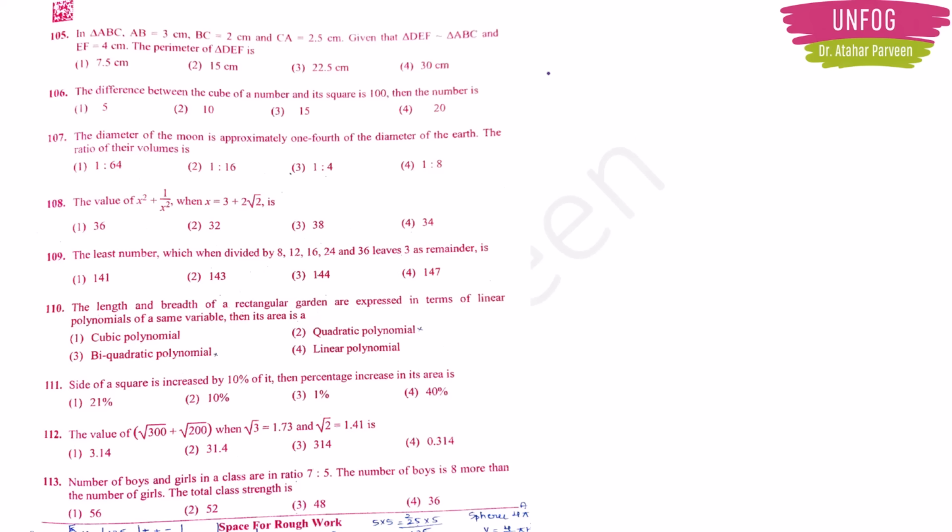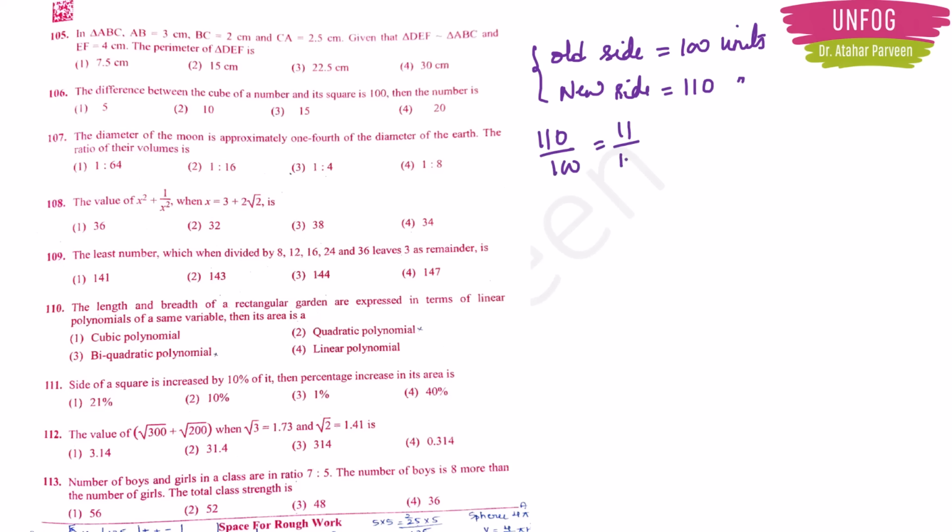Side of a square is increased by 10% of it. Then percentage increase in its area is. So maybe old side, take it, assume it as 100 units. And the new side then should become 110, because they are telling 10% increased, right? Now if you divide these two, you will get 110 by 100 is equal to 11 by 10.